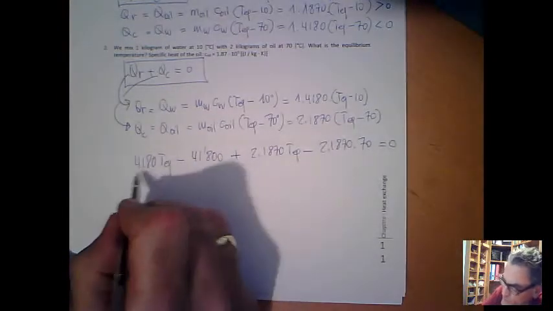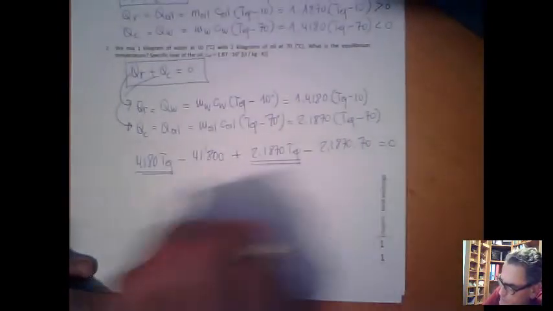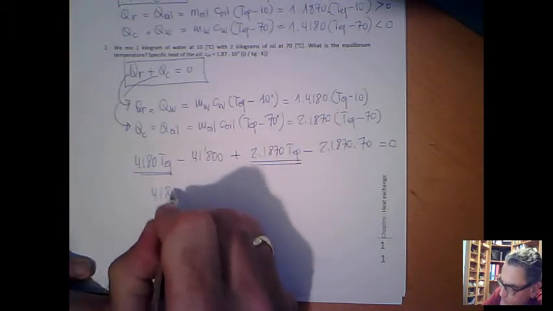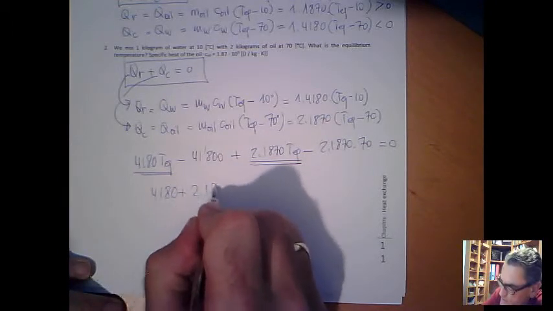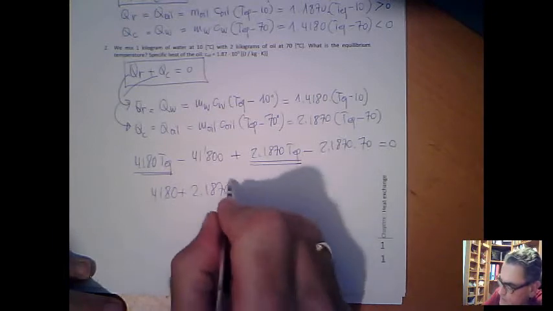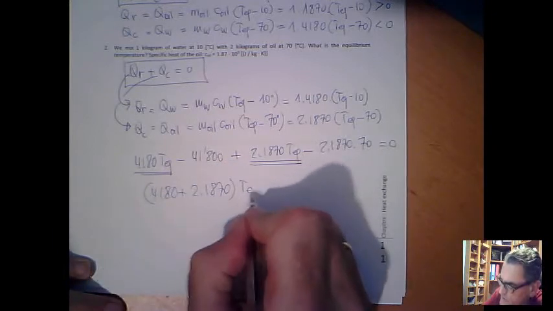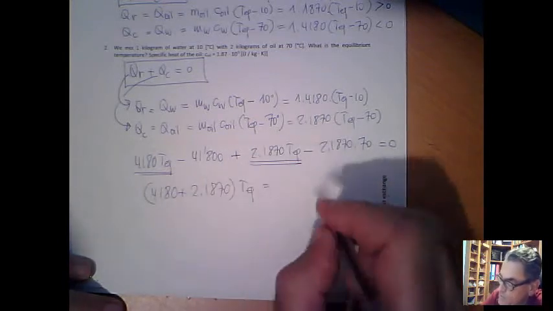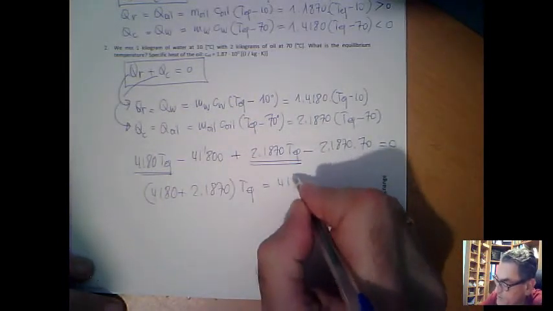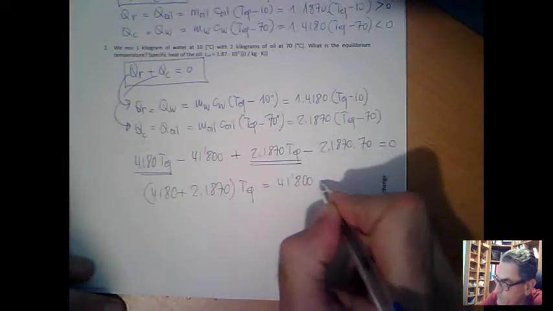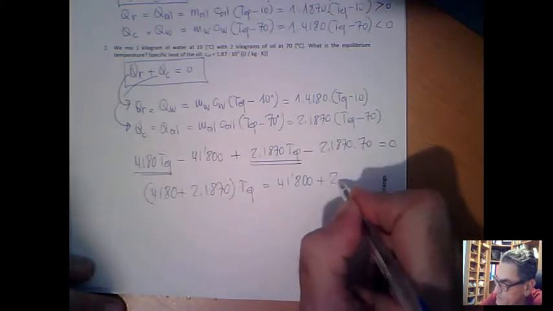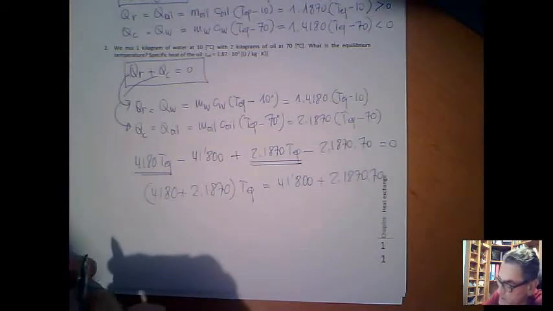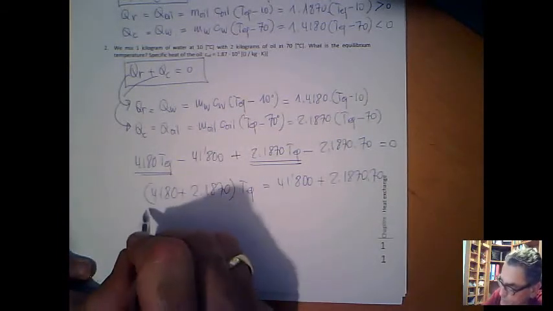And now we have to sum up these two terms. So we have 4,180 plus twice 1,870 times TEQ, which has to be equal to these two terms which we put on the other side and which become positive, 41,800 plus 2 times 1,870 times 70. And now we need to compute all that.